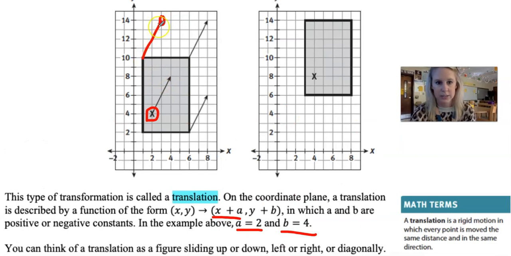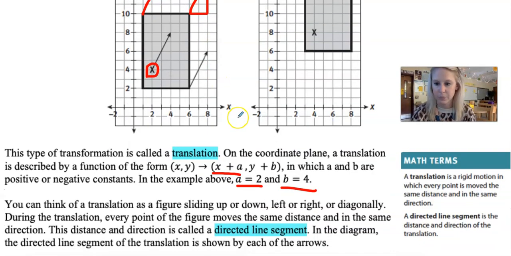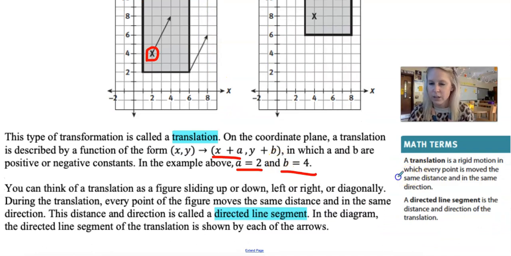So here is my directed line segment. It said I went over 2 and then up 4, which is kind of like the hypotenuse connecting it in the direction. So again, it gave you some math terminology over here. Translation is a rigid motion where every point is moved the same distance in the same direction. Directed line segment is the distance and direction of the transformation. So again, translation, move it. That's what it is.